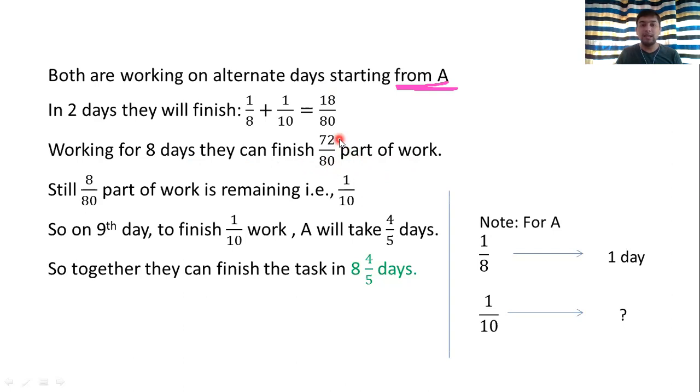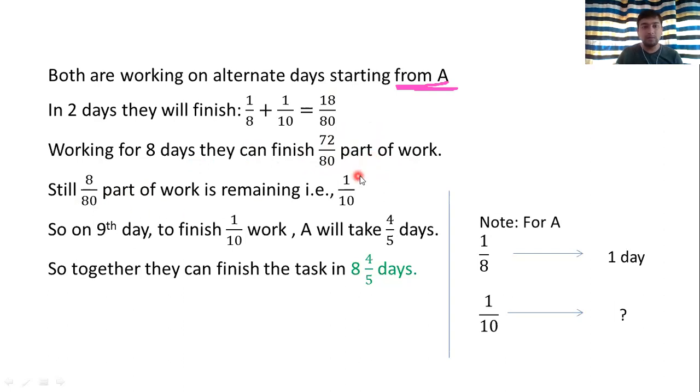What should the numerator be? 80. So 80 minus 72 will be 8. So the remaining is 8 by 80. Look, if we add 8 by 80 to 72 by 80, what will we get? 80 by 80, that means 1. That means they have finished the work.